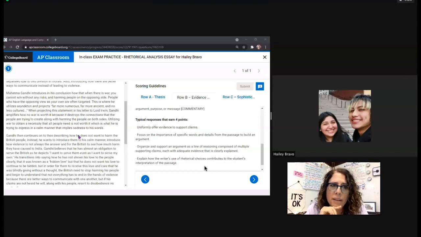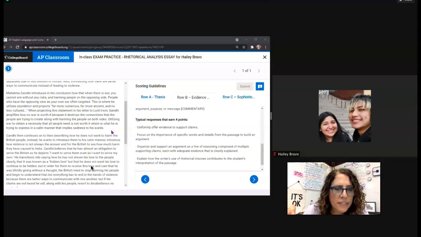Okay, I want to point something out. Even though I give you the sentence frame of writer employs asyndeton in order to, as your topic sentence, you don't need it as your topic sentence as long as asyndeton is introduced somewhere. All right, so Gandhi introduces in his conclusion how that when there is war, you cannot win without any risks and harming people on the opposing side. People who have the opposing view as your own are often targeted. This is where he utilizes asyndeton and projects, and then she gives us the asyndeton.